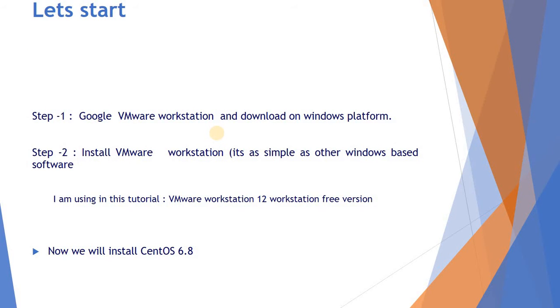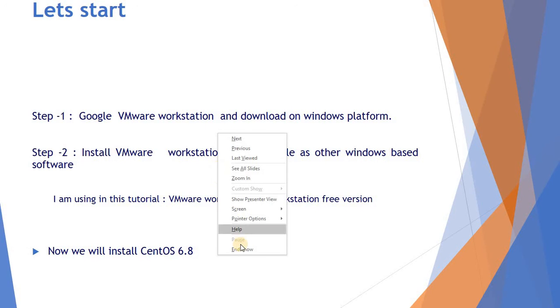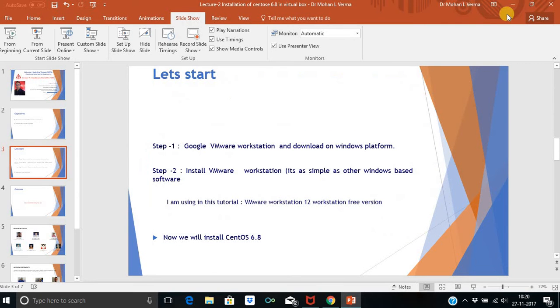Let's start. First, you have to Google VMware Workstation, download it for the Windows platform, and then install it. It's very simple because Windows-based software installation is not very difficult. In this tutorial, I am using VMware Workstation 12. This is a free version, and then I will install CentOS 6.8 in this VirtualBox. So let's begin to install CentOS.